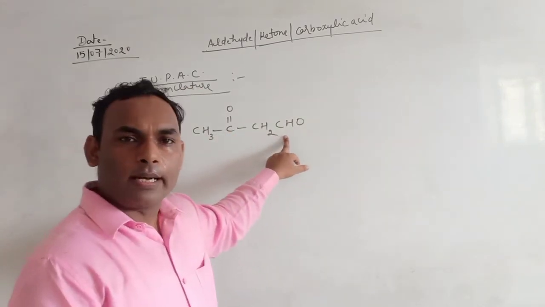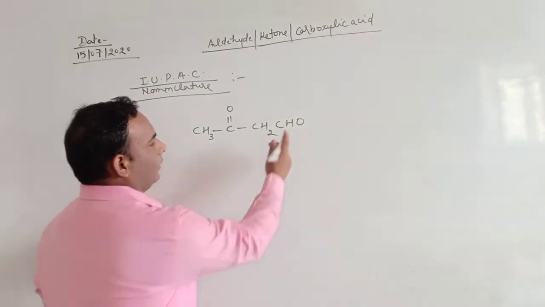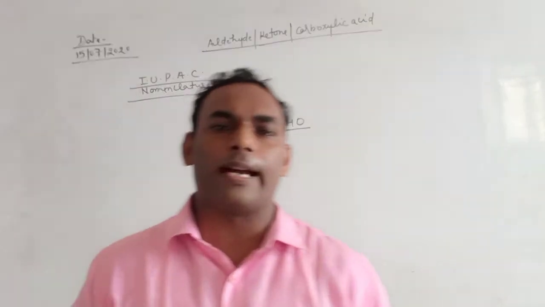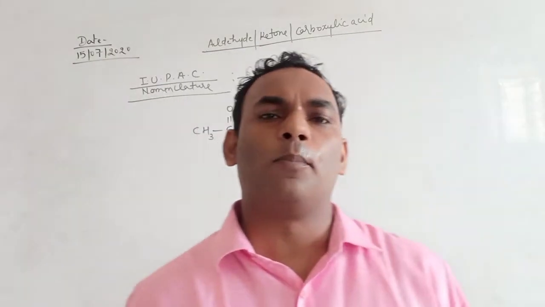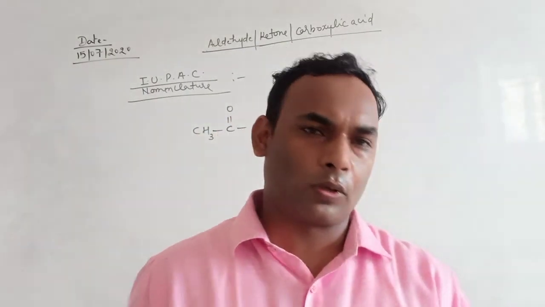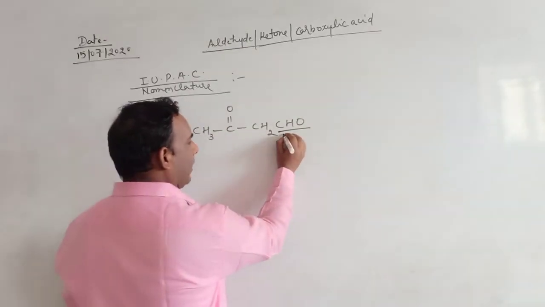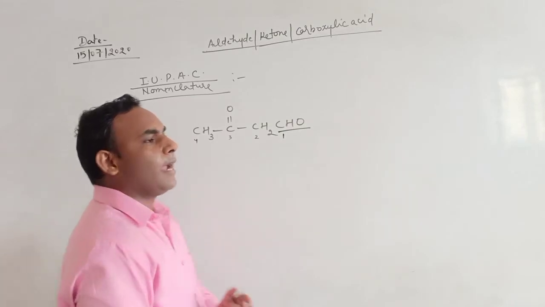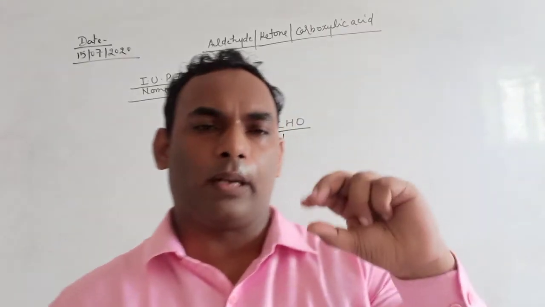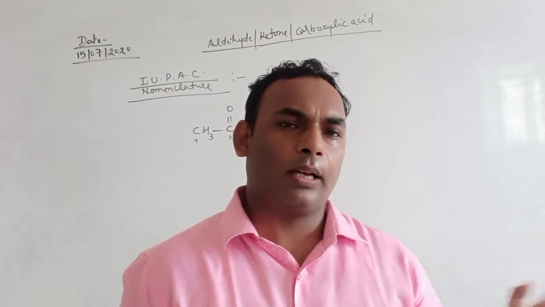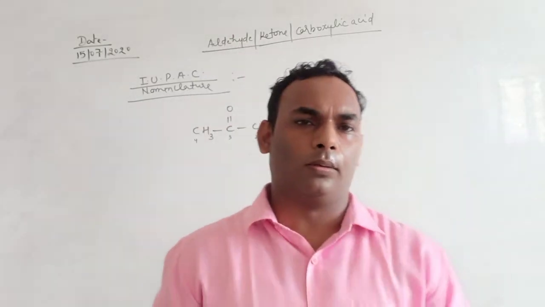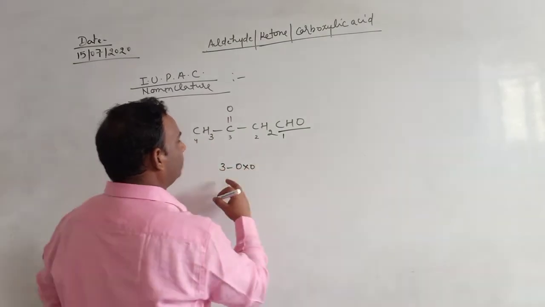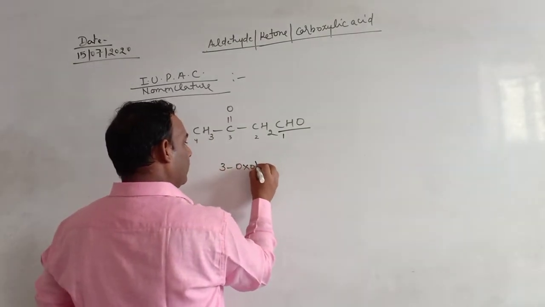This compound also contains two functional groups, that is aldehydic and ketonic group. And you know that aldehydic group is more prior than ketonic group. So numbering will start from this side. 1, 2, 3, 4. When ketonic group is used as a prefix, then it is named as oxo. 3-oxo. Butanal.